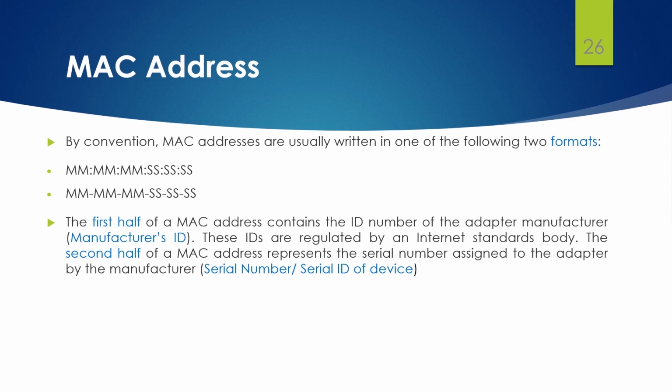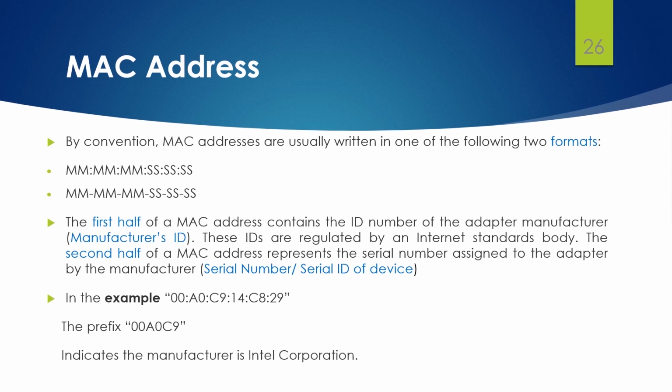The first half of a MAC address, that is mm:mm:mm, contains the ID of the adapter's manufacturer, that is the manufacturer's ID, and these IDs are regulated by the Internet Standard Body. The second half of the MAC address, that is SS:SS:SS, represents the serial number or the serial ID of the device. In the example here, we have the prefix 00A0C9. It indicates the manufacturer is Intel Corporation.